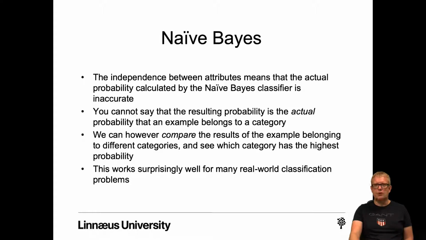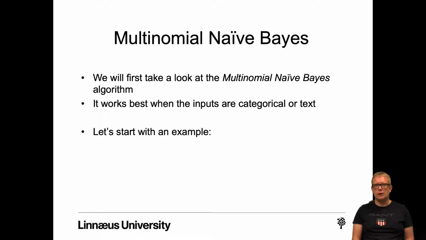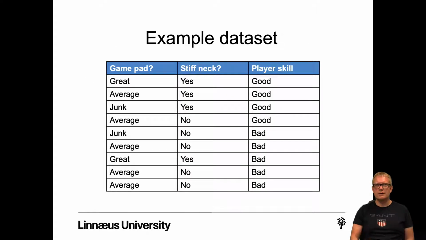There are different versions of Naïve Bayes, and we'll first take a look at the multinomial Naïve Bayes algorithm. It works best when the inputs are categorical or text. So let's start with an example. We create an example dataset, where we add another variable to our FIFA player dataset. Gamepad can be great, average, or junk. Stiff neck can be yes or no, and the player scale is good or bad. Here we have our dataset, quite a small dataset in this case. We have 4 examples of good players, and 5 examples of bad players.